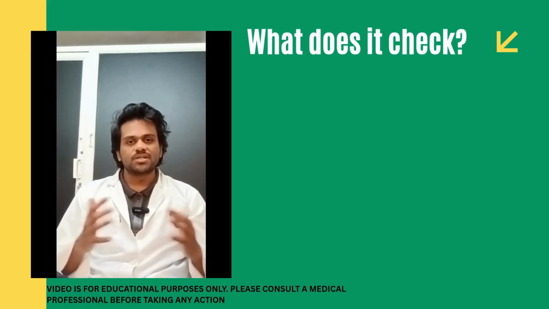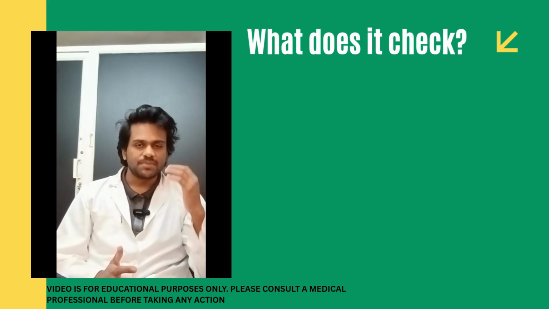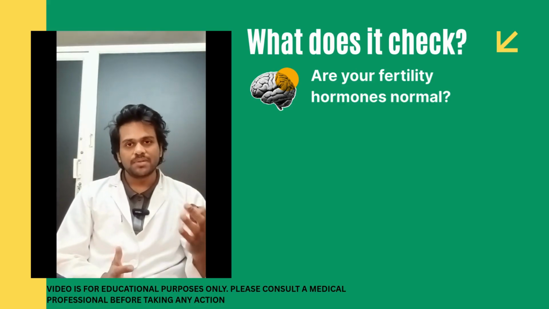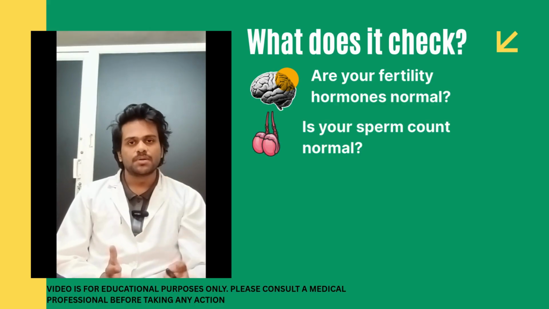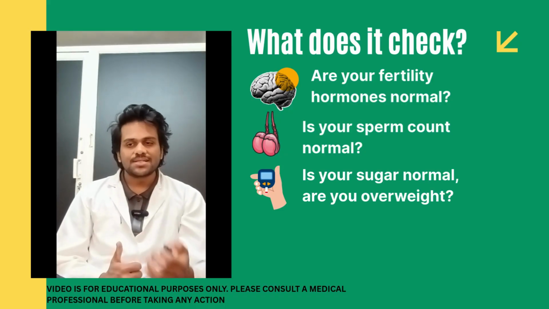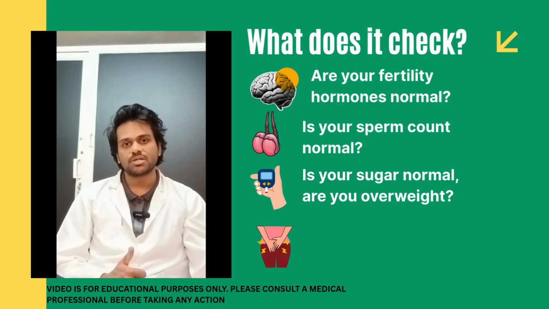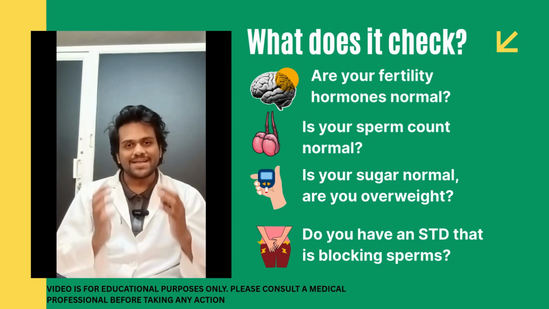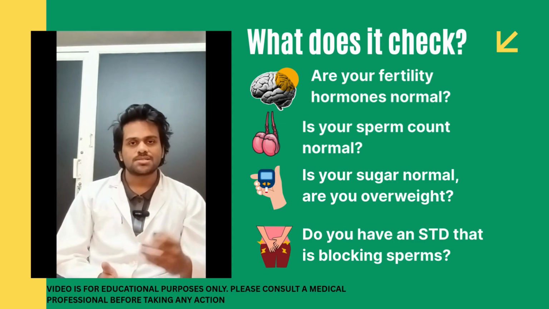Now, what does this male fertility test actually check? Well, the first thing that it checks through the blood tests is whether your brain is making the right amounts of the fertility hormones that are necessary for your fertility. These are made by the brain, and this is something that we check from the blood tests. The next thing it checks through the semen test or the sperm count test is whether your sperms are normal, whether their number is normal, whether their movement is normal. The next thing that we check through the blood tests is whether your sugar and your cholesterol levels are normal, because high sugar and cholesterol negatively affect your fertility. The next thing we check is, do you have any STD which may be actually blocking your sperms from reaching out? This is again done through the blood tests.